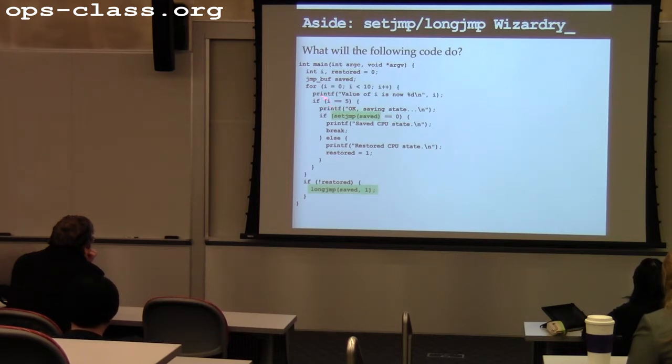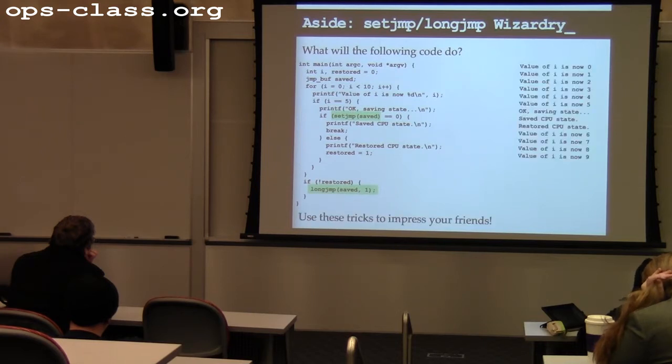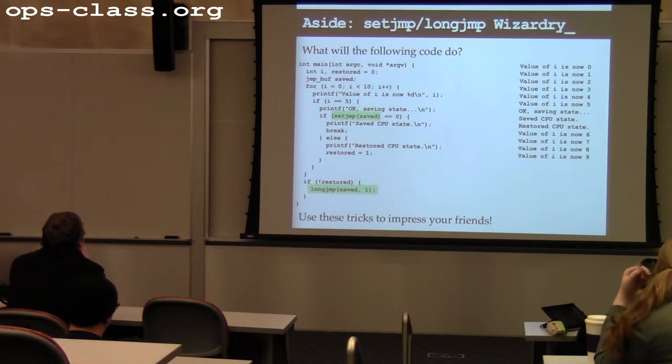Now, when I get to i equals 5, what I'm going to do is save my state. And then if I'm coming back in here, so if this equals 0, if I'm saving for the first time, then I save this. Otherwise, I'm going to print out this with stored CPU state. And let me show you what happens here so I can remind myself how this works. So what happens here is the following. I start at the top of the loop. When i equals 5, I break out of the loop. So at this point, I'm down here.